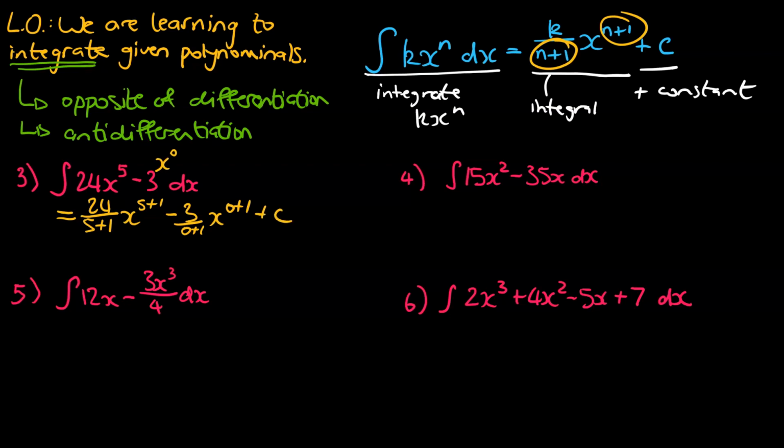After that, we're going to plus c because there might have been a constant. We're not sure. Can't figure that out at this stage. When we simplify this, that becomes 24 divided by 6, which is 4x to the power of 6. We're then going to go minus 3 divided by 1, so that's going to become minus 3x to the power of 0 plus 1, so that's to the power of 1, so I'll leave it as x. So there should be a 1 there, but we don't need to write that down. And then we're going to go plus c.